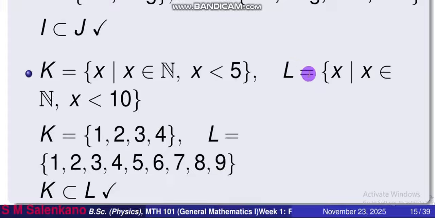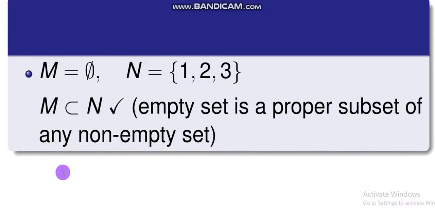Okay, and then L. With that we mention the elements of K. Then look at this one. It says L is a set of x such that x also belongs to natural numbers and x is less than 10. So x starts from 1 to 9, all the way to 9. Now, by comparing the elements of K and L, you can see that all the elements of K are found in L. And L has extra elements, so K is a proper subset of L.